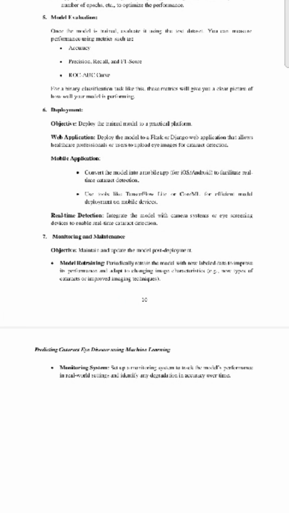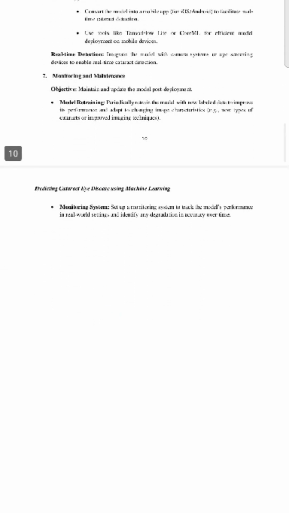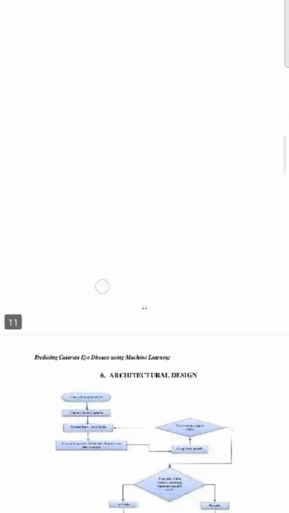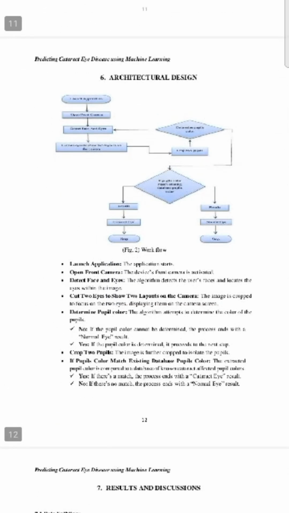Next one is result and discussion. Data splitting. Train path: first you have train path. Normal images, you have 246. Cataract images, it is about 245. Total images are 491. Next, test path: we have 60 normal images and 61 cataract eye images.